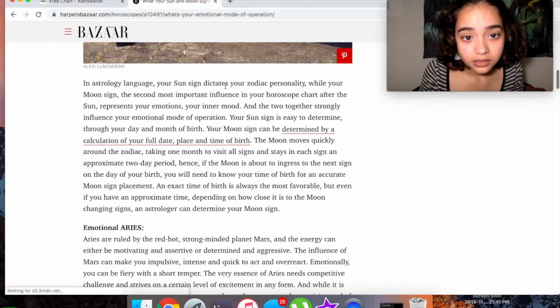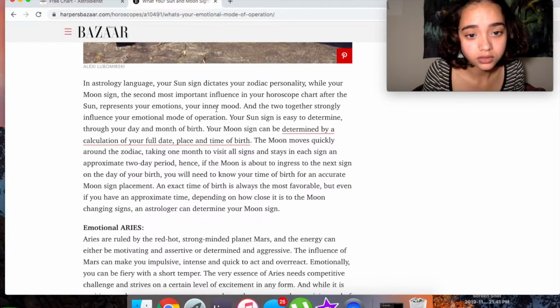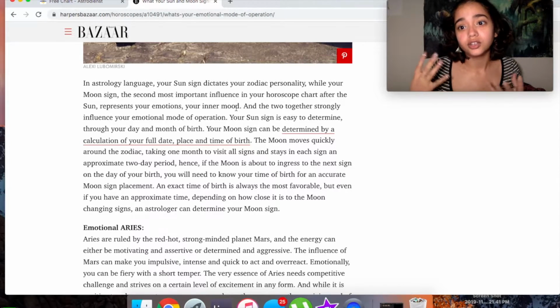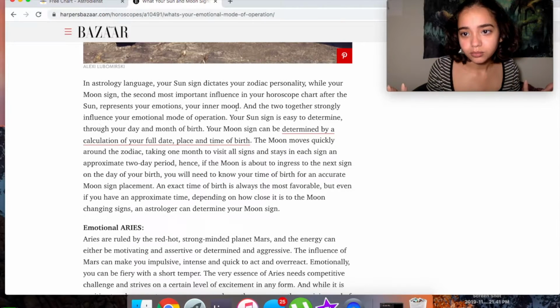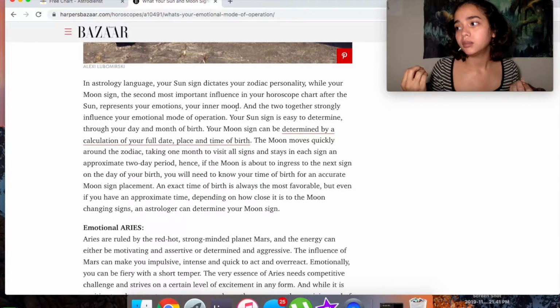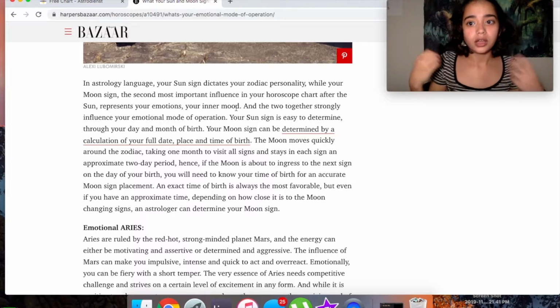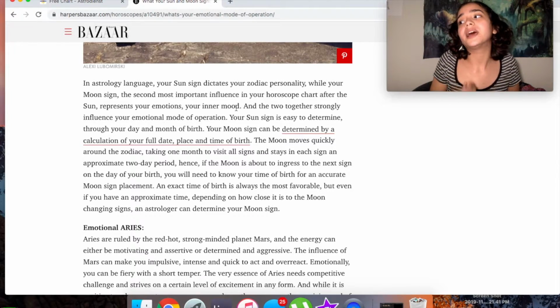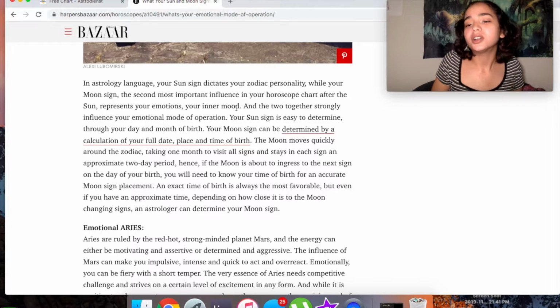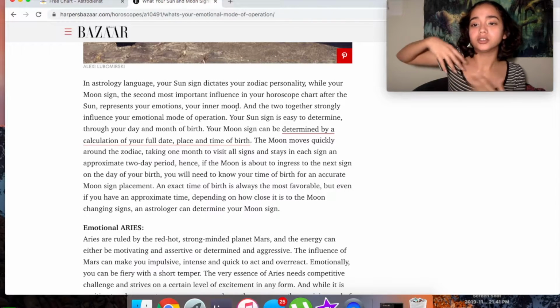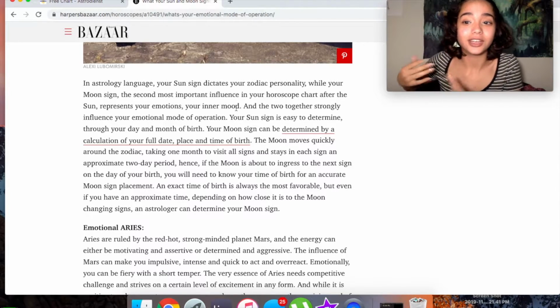See, the sun sign dictates your zodiac personality, while your moon sign, the second most important influence in your horoscope chart after the sun, represents your emotions and your inner mood. And if you think about this in the physical world, the sun provides light, energy. It provides life. And that's why they say that your sun sign is how you express yourself, how you automatically respond to things. But that's the thing. Your moon sign is your emotions and your response, and your sun sign is your action.